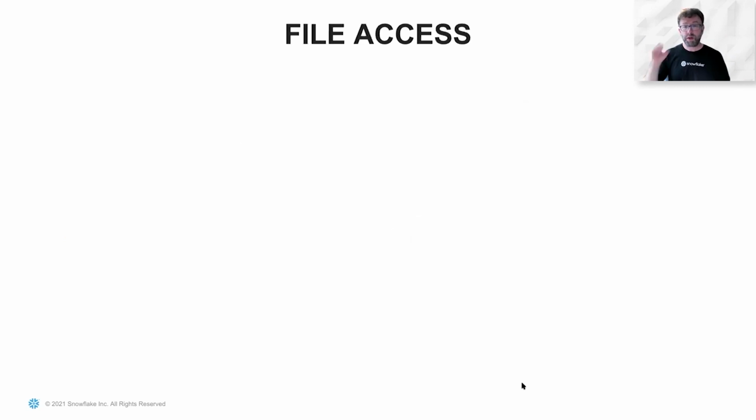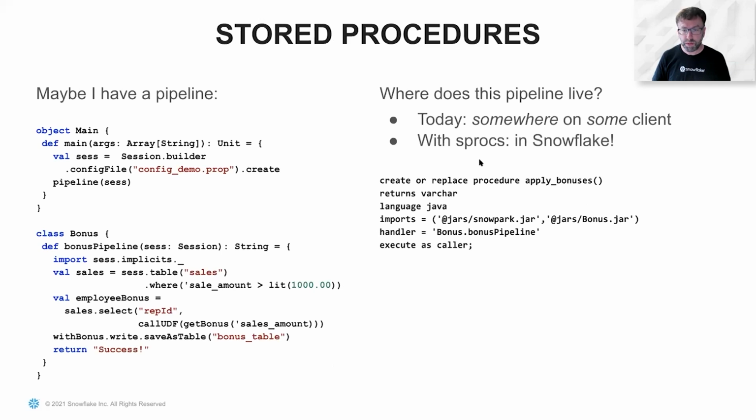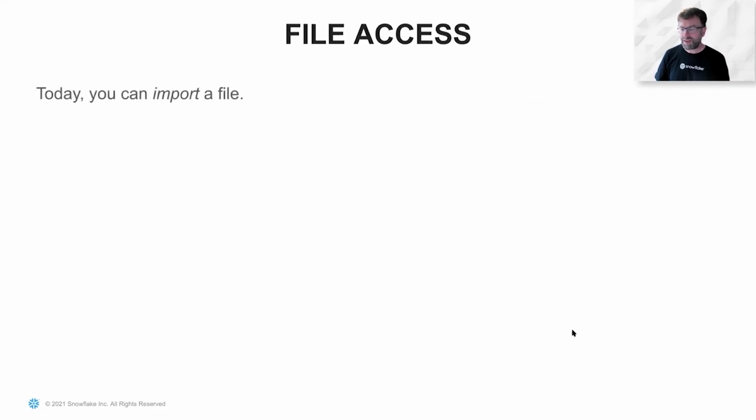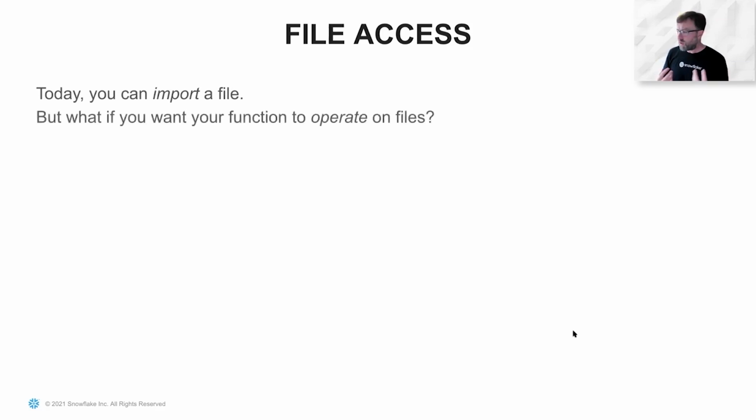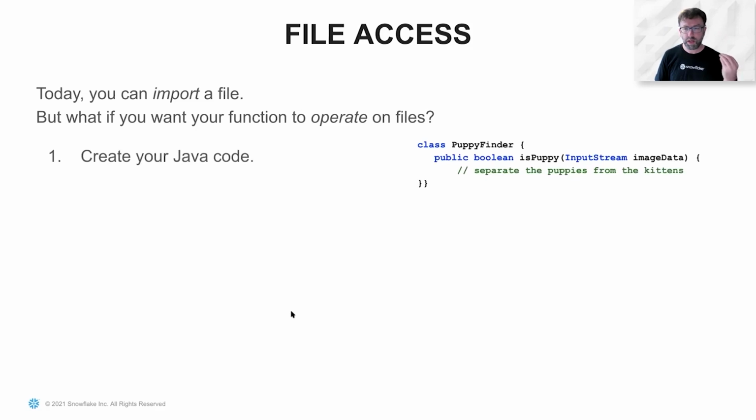The last feature I want to talk to you about today is file access. It's already possible when you create, for example, a stored procedure like this, to import a file and read that in your code, but that importing is not the same thing as actually acting over files. So what if you want to write a function that operates over files, say in a stage? What you're going to be able to do in the future is write some Java code that takes an input stream, right? That's really just a series of bytes that you can now act on.